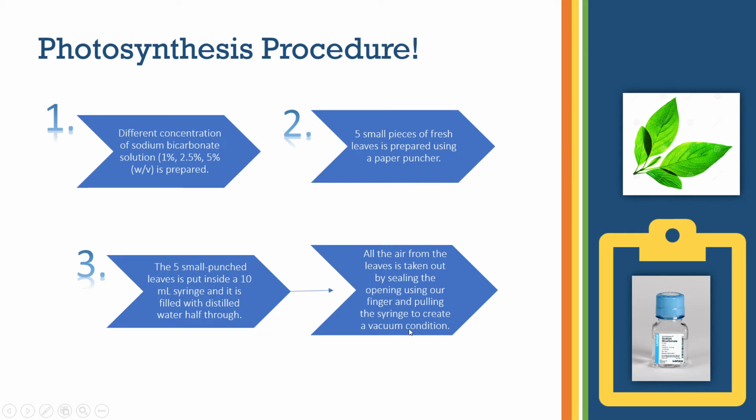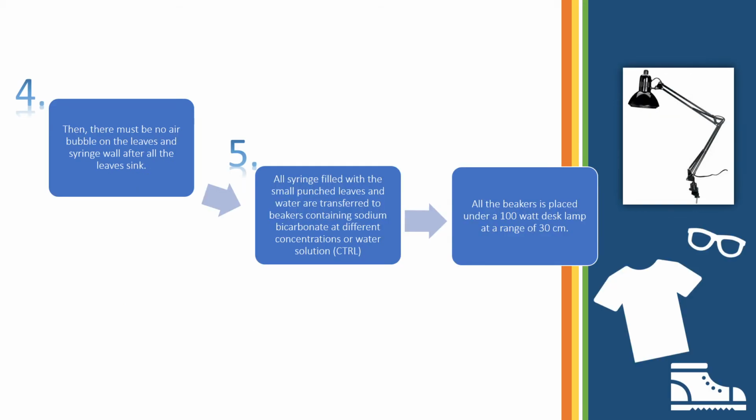All the air from the leaf is then taken out by sealing the opening of the syringe using our finger and pulling the syringe to create a vacuum condition. The air needs to be pushed out from the syringe as much as possible to avoid error during observation. This is done several times until all the leaves can be seen sink. Next step, after all the leaves have sunk, it first needs to be made sure that there is no air bubble on the leaf and syringe wall. If not, repeat step 3.